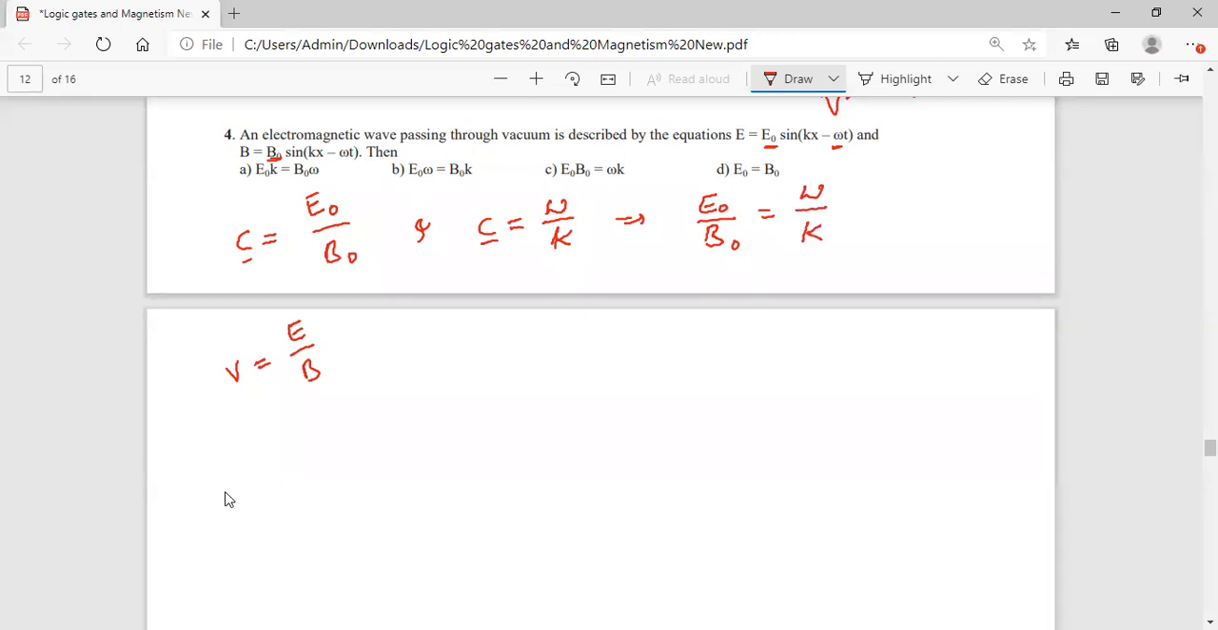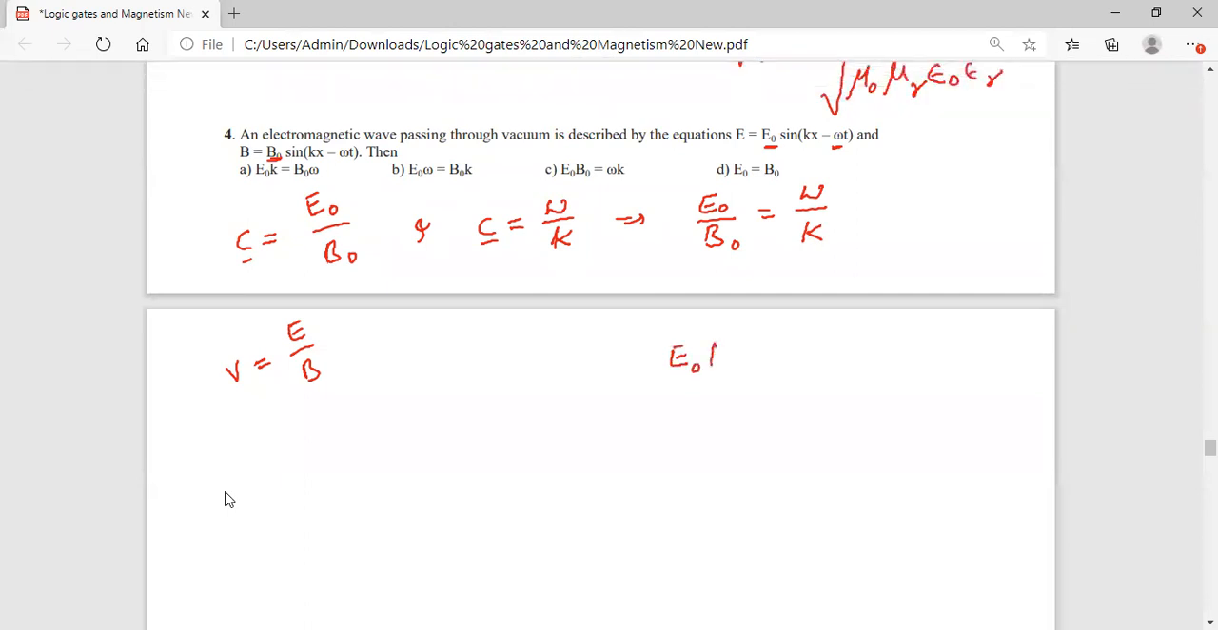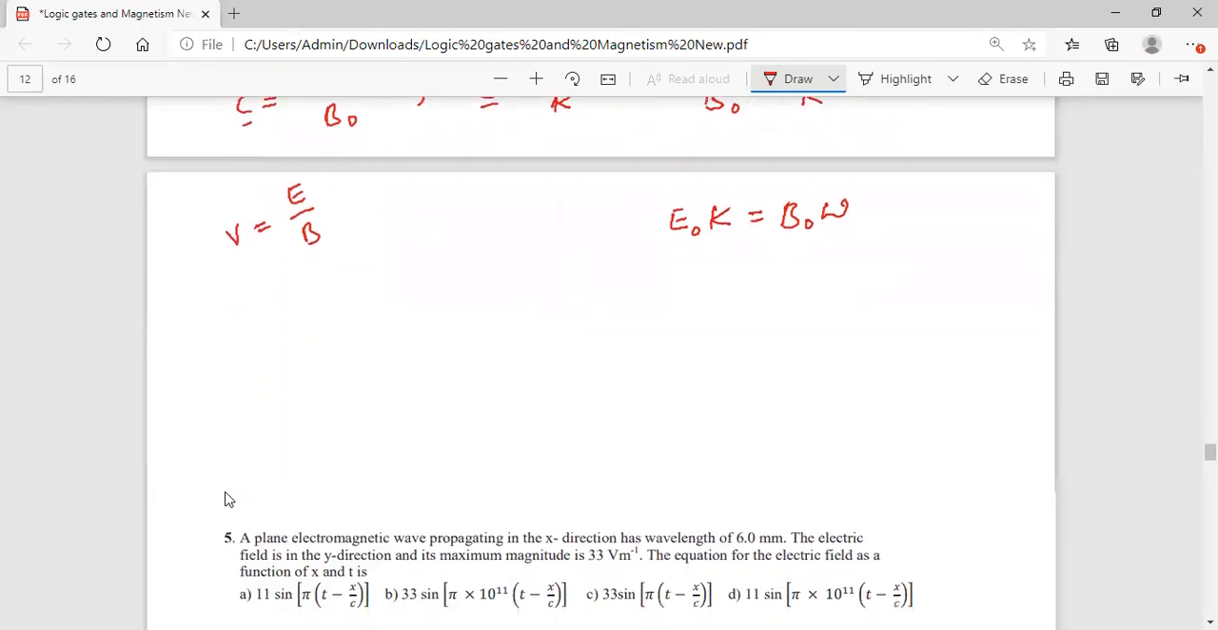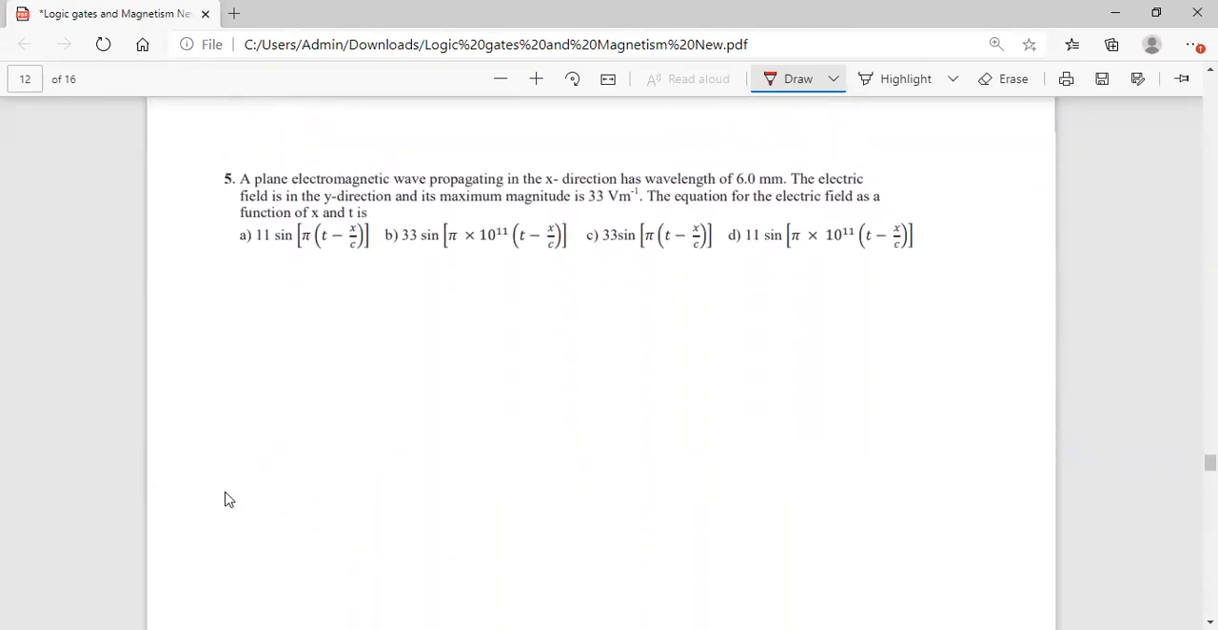Or E naught into K is equal to B naught into omega. Option A is the correct answer.